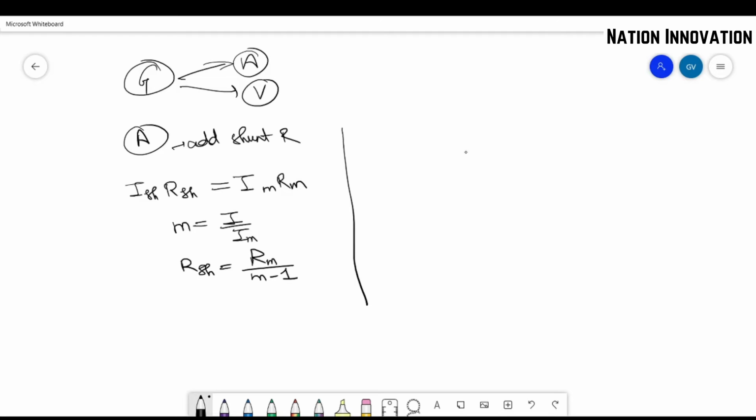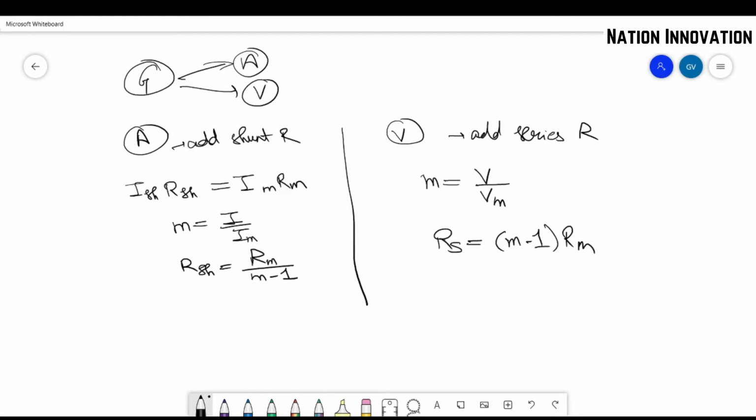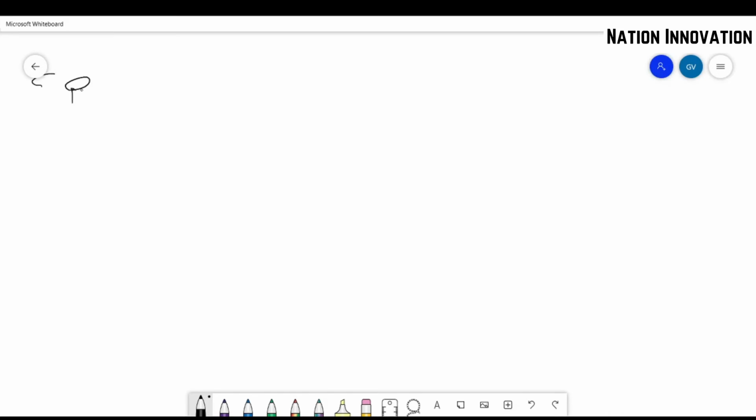And similarly for voltmeter, we have to add a series resistance. So I have the multiplication factor given by V by Vm, and the series resistance is given by m minus 1 into Rm. Fine.